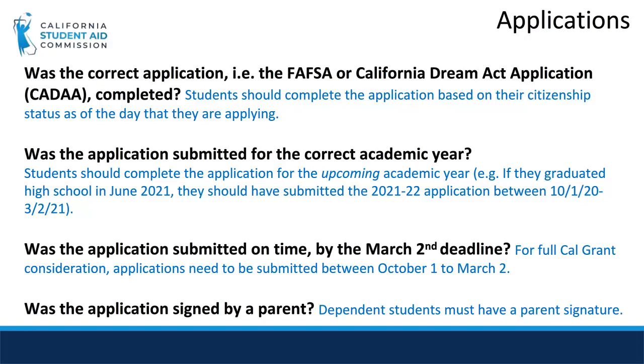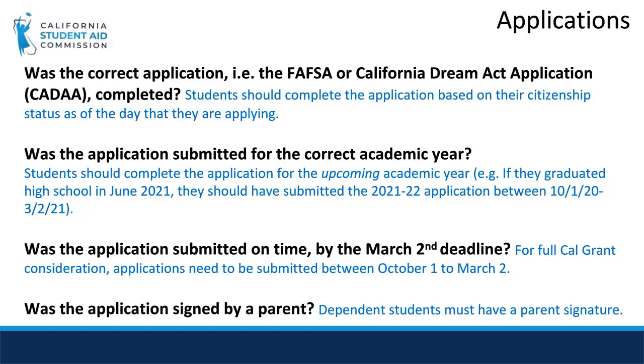So if they graduated in June 2021 and will be attending college immediately after high school, they should have applied for the 2021-22 academic year. Another question is, was the application submitted on time by the March 2nd deadline? For full Cal Grant consideration, applications need to be submitted between October 1st to March 2nd, with the exception of community college students who apply by September 2nd.